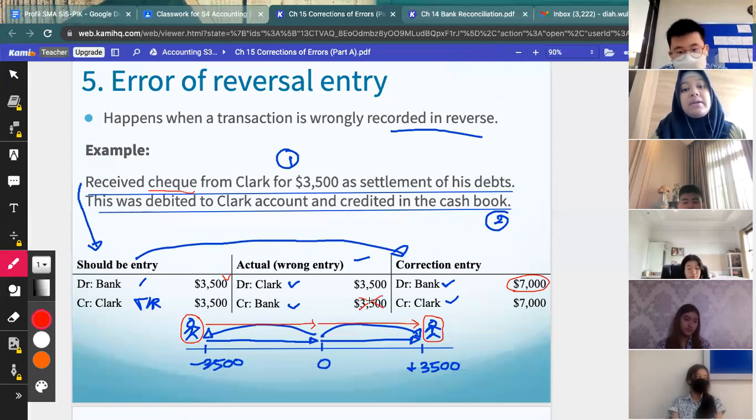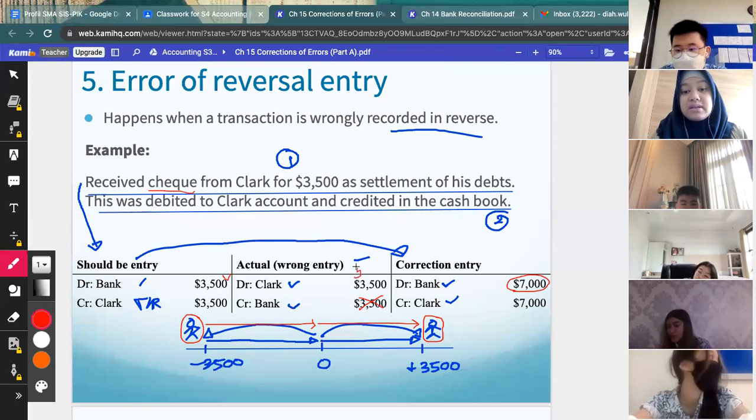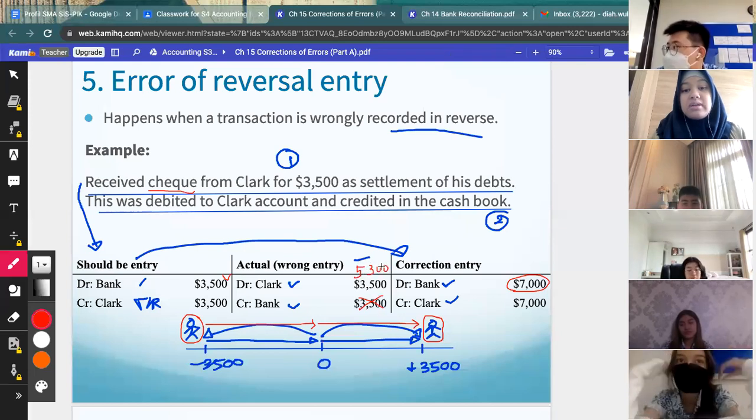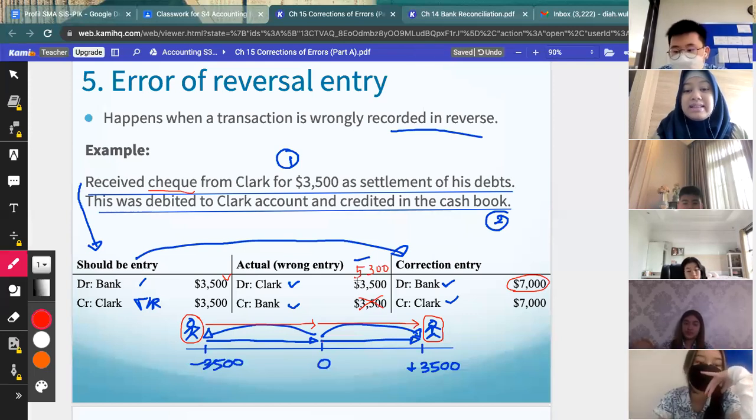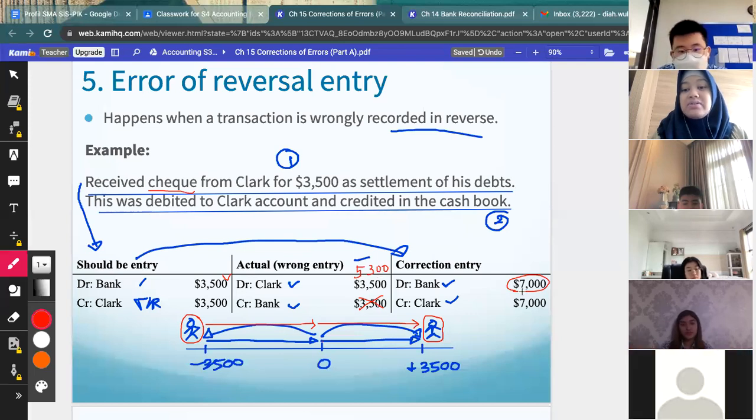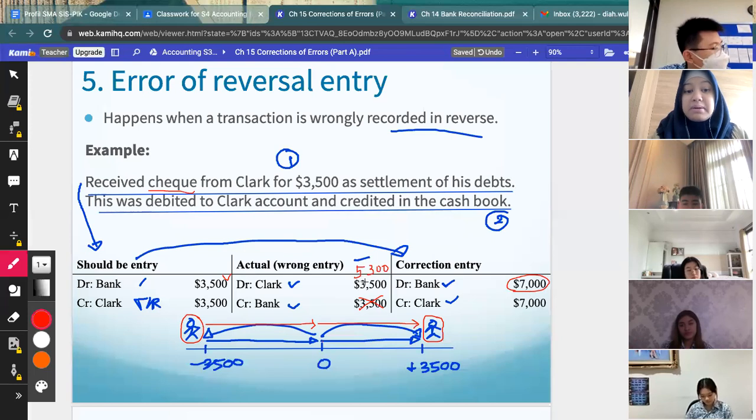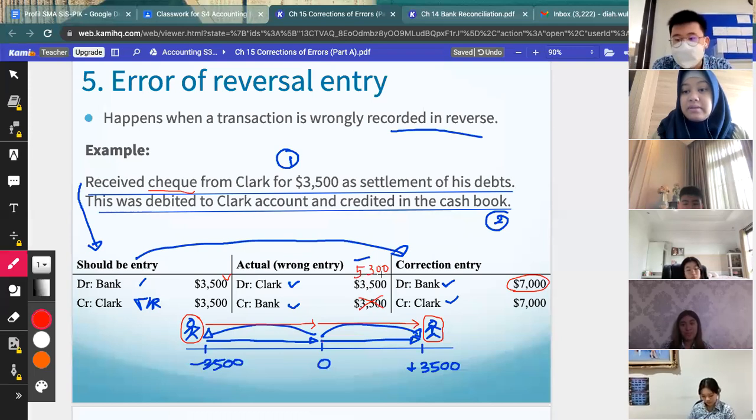because an error of reversal entry can be like this. Should-be entry 3,500, and then actual entry Clark and bank, but I wrongly record that as 5,300. So this is a combination of reversal entry and original entry. So when I did this, the amount here is not 7,000, but it is 3,500 plus 5,300. Clear?